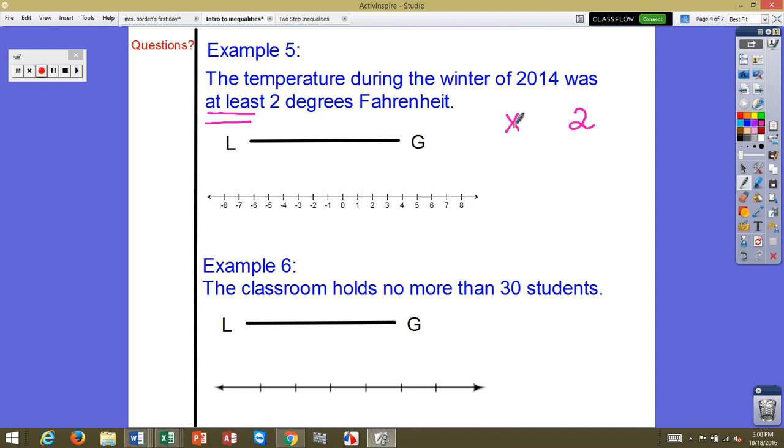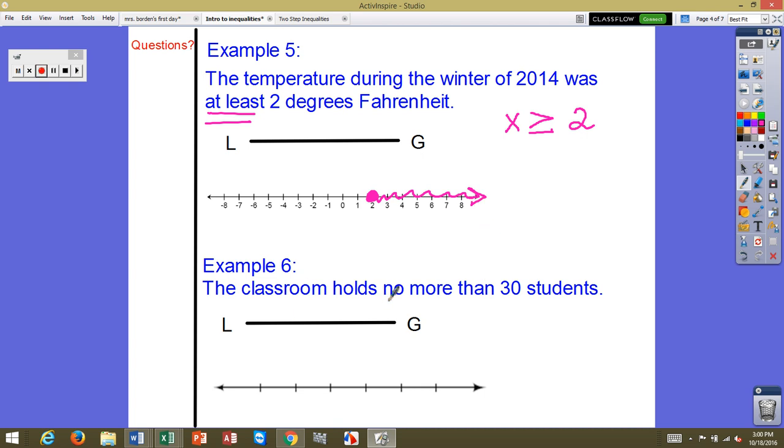If it has to be at least 2, then 2 can be included, and it wants to be greater than 2. So we're going to say x has to be greater than or equal to 2. We're going to put a closed circle on 2 because we're including it, and anything higher than 2 would count.